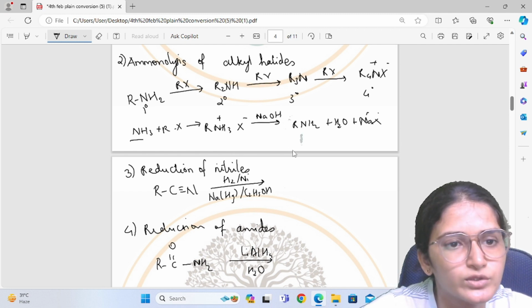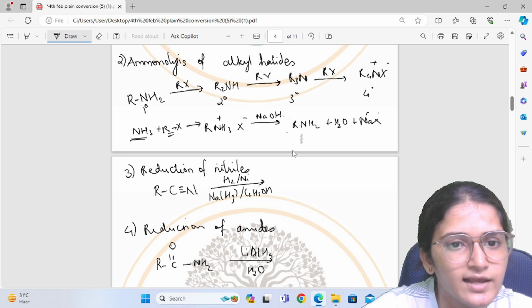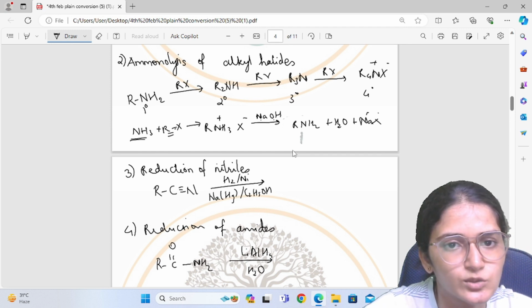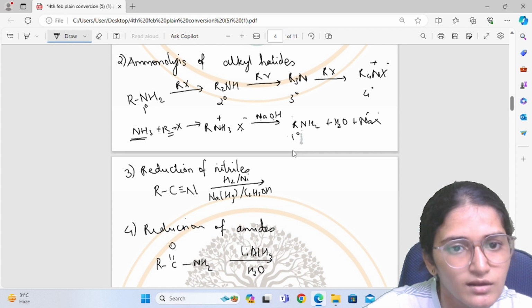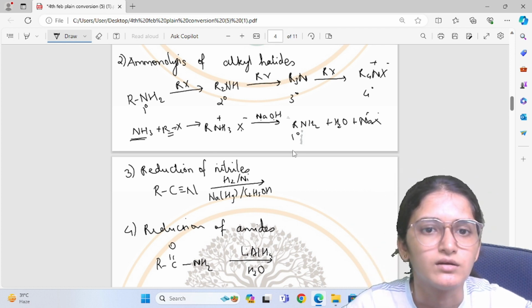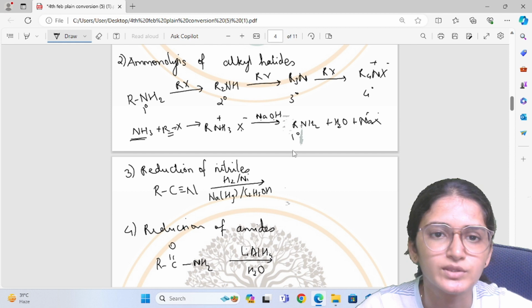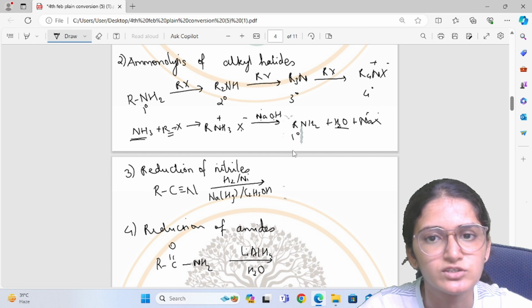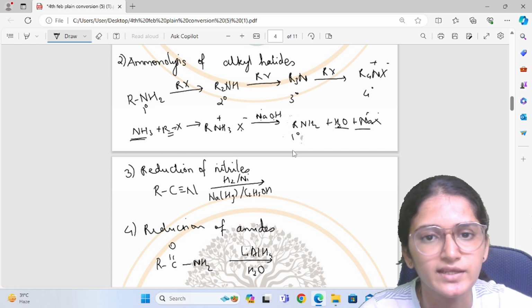We can take ammonia plus alkyl halide. Then what do we get? We get the salt, RNH3X. Then when we react this salt with a base, that is NaOH, sodium hydroxide, we will get the primary amine, RNH2. That means one of these hydrogens combines with the halogen, and the hydrogen combines with the OH group to form the water molecule, and the sodium combines with the halogen to give the sodium salt. So we get the primary amine.